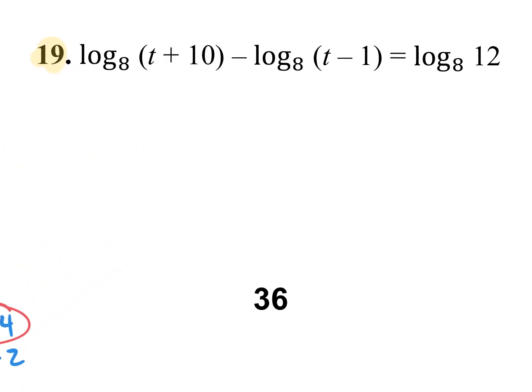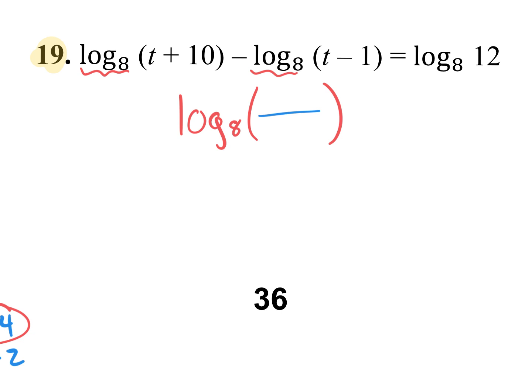Number 19, it is, why not? Once again, think of all the properties. If you had a number out here in the front, you'd make it a power. If you had addition, you would condense it with the product property and make it multiplication. But you have subtraction, so you're going to condense it and make it what? Division. You have log base 8 and log base 8. Let's write it together as one single log base 8. But we're going to have a division problem right here.